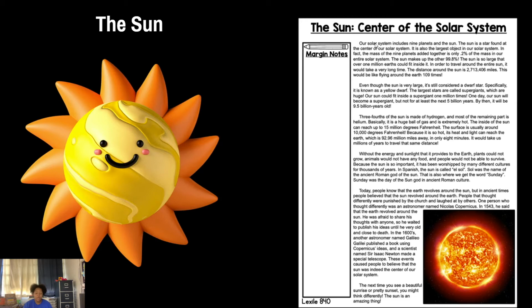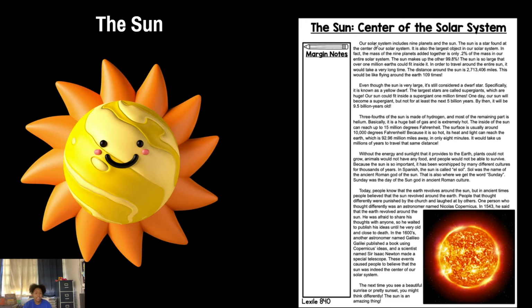Today, people know that the earth revolves around the sun, but in ancient times, people believed that the sun revolved around the earth. We learned about that in the video earlier. People that thought differently were punished by the church and laughed at by others. One person who thought differently was an astronomer named Nicholas Copernicus. In 1543, he said that the earth revolved around the sun.